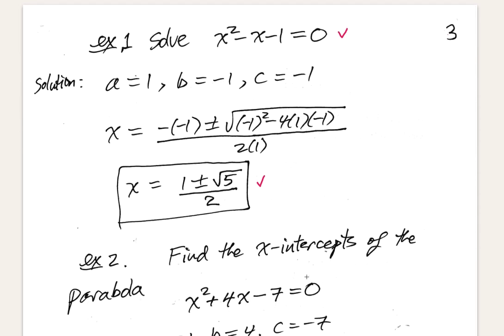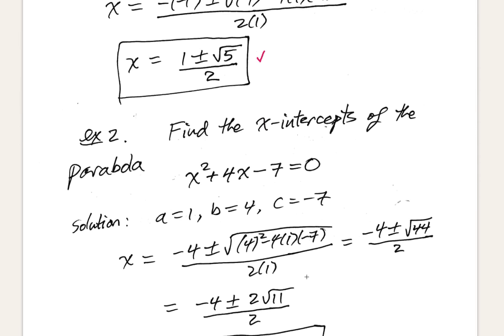Okay, let's have a different question here. Find the x-intercepts of the parabola. This should be y equals. Okay, y equals x squared plus 4x minus 7. Okay, well, how do you find the x-intercepts? Well, you would go back and do what? Set y equal to 0, okay? So I make y equal to 0 so that I have a 0 there, okay?